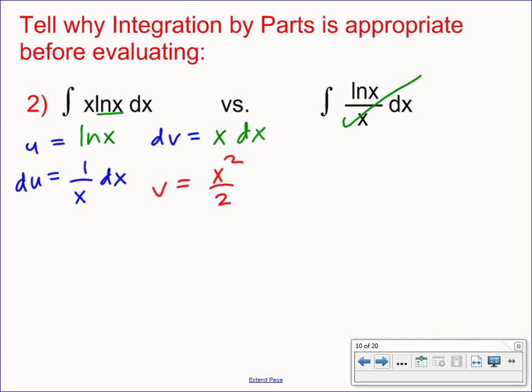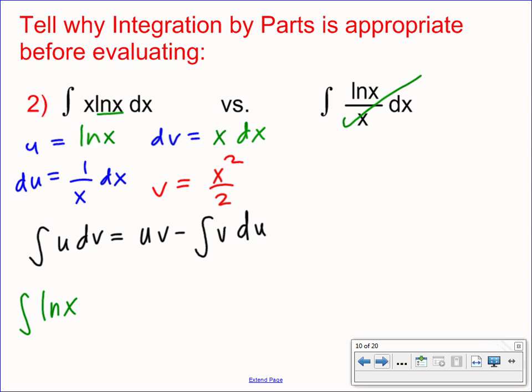Do I have all my pieces? Yep. Let's go ahead and plug into my formula. In general, the integral of u dv is given by u times v minus the integral of v du. And if we followed our priority in assignment, hopefully this integral of v du that finishes out my formula is a simpler integral than my original. So let's see if that's the case. The original substitution would be the integral of ln x times dv, which is x dx. Yeah, that's everybody accounted for.